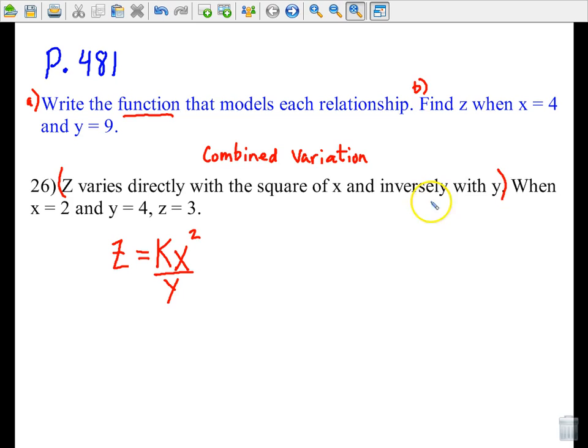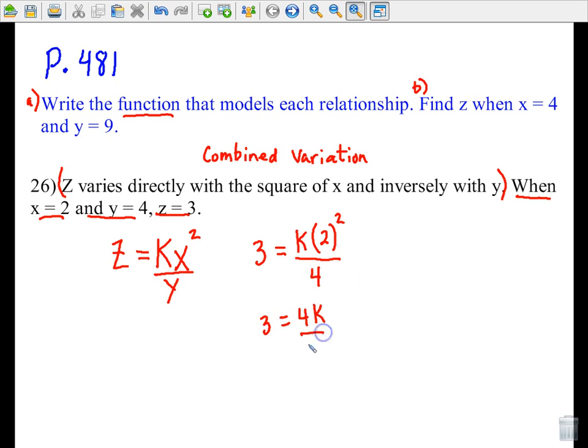So we've set it up, and now we're going to find k using these three numbers. Do you notice that they give you every variable value in this function except for k? They're doing that because instead of just telling you what k is, they want you to find it. So let's substitute these three numbers in their place. Be careful here, because we're putting 2 in for x, but 2 is supposed to be squared, and we're putting 4 in for y. When we simplify this, we get 4k over 4. And so obviously you can see k would be 3.